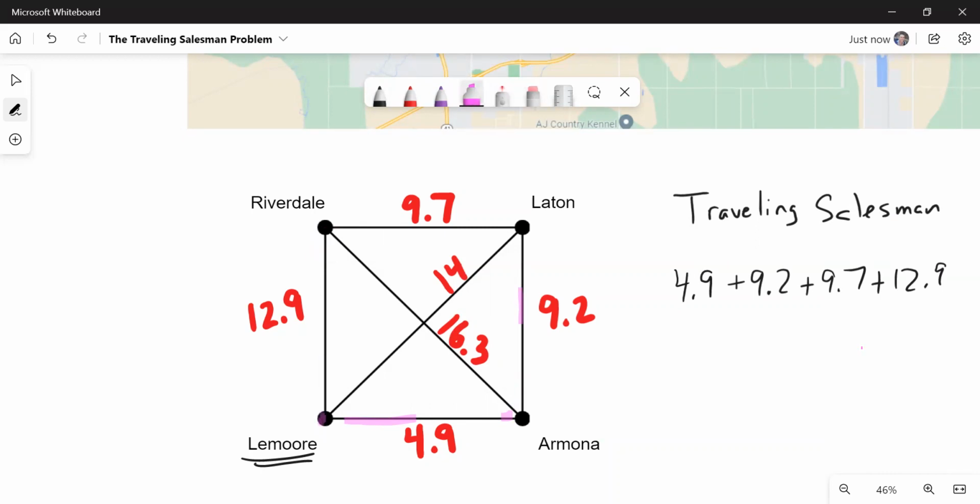I could start at Lemoore, and I didn't fully erase that, so let me just erase that a little bit better.